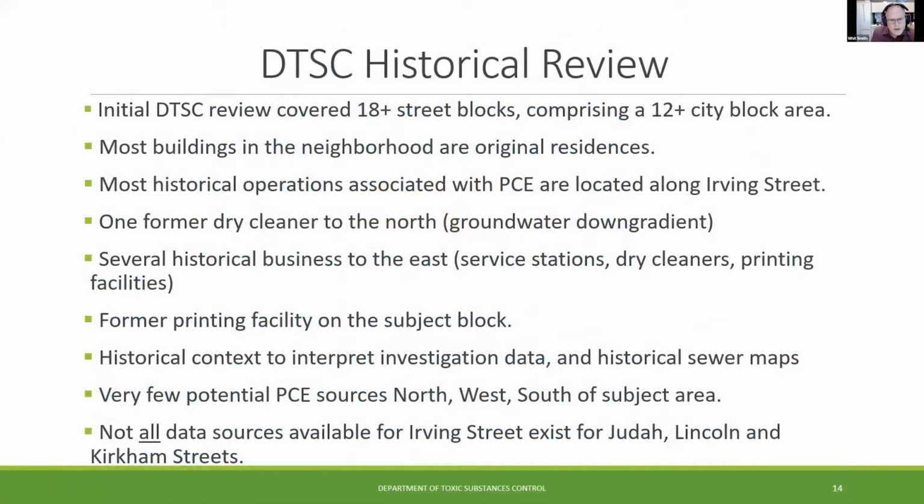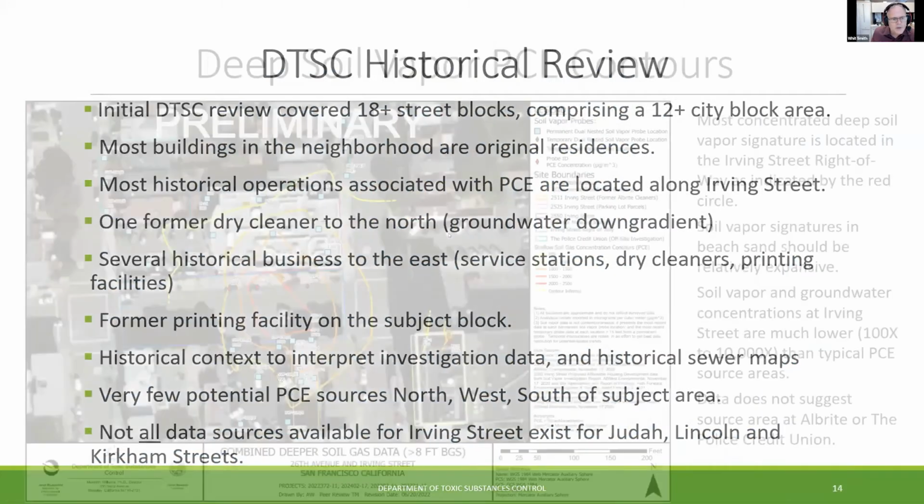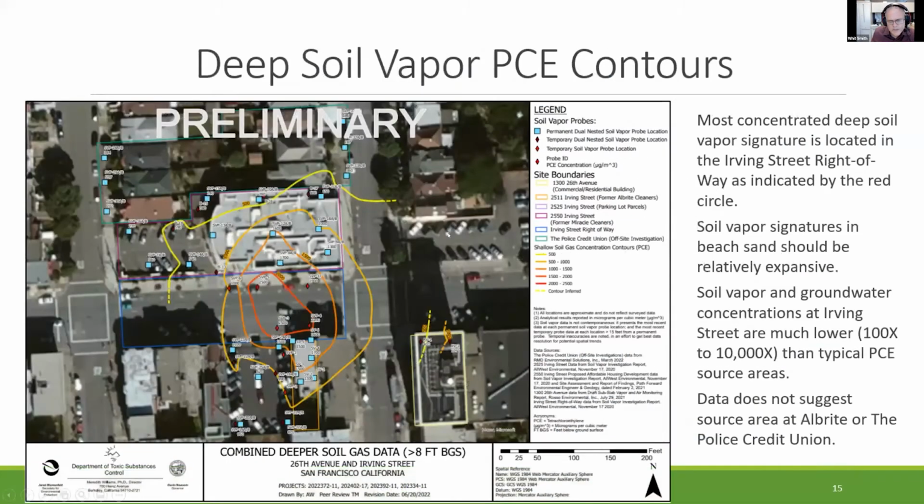So these are kind of high-level summaries of the content I just gave you. We're next going to step into the earlier discussion about deeper soil gas.